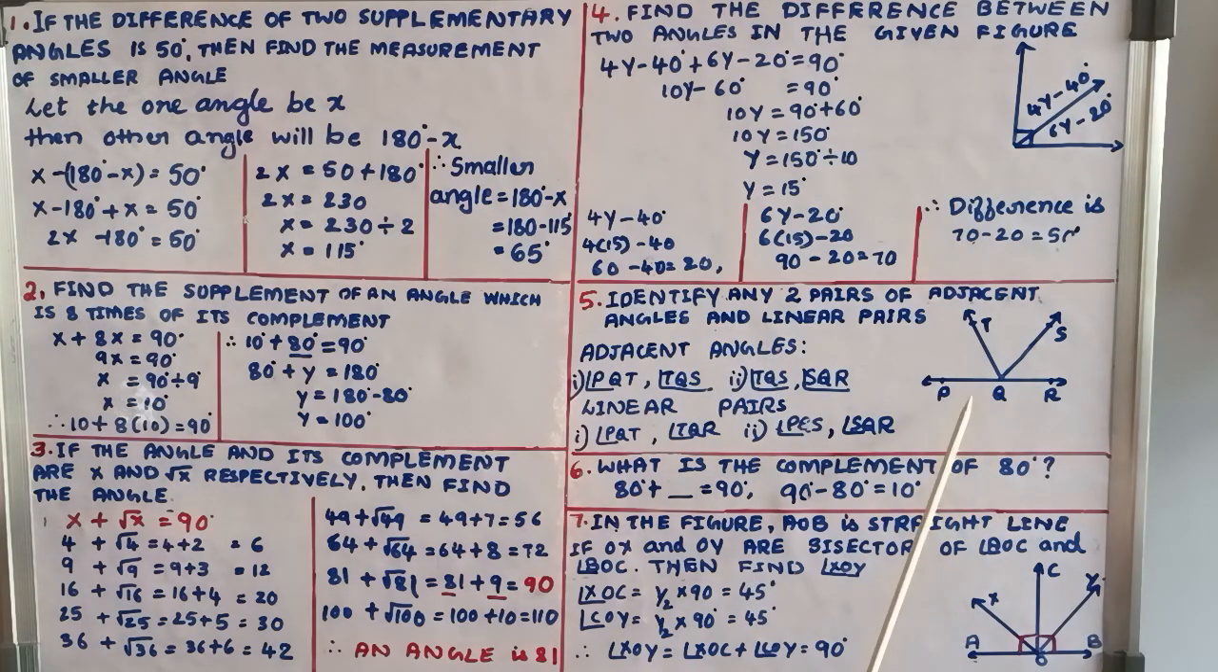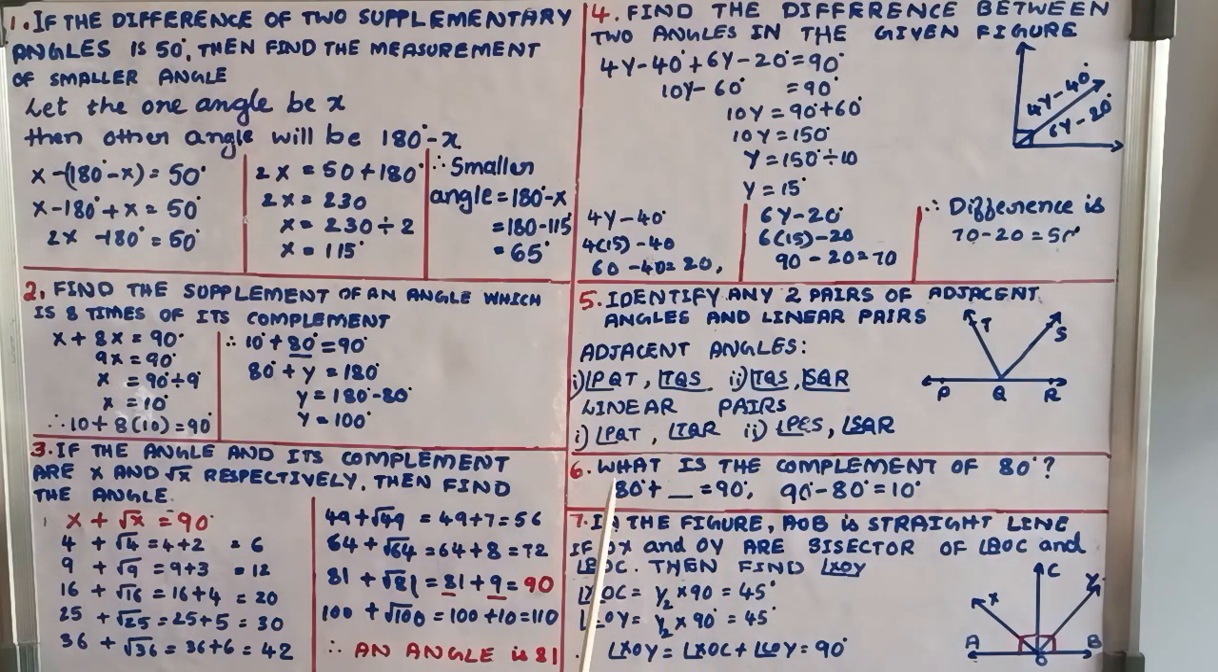Now clearly you can see in the figure PQT and TQS are one pair of adjacent angles. Here TQ is the common arm for both the angles. Another pair, TQS and then SQR. Here also both the angles have the same common arm, SQ.